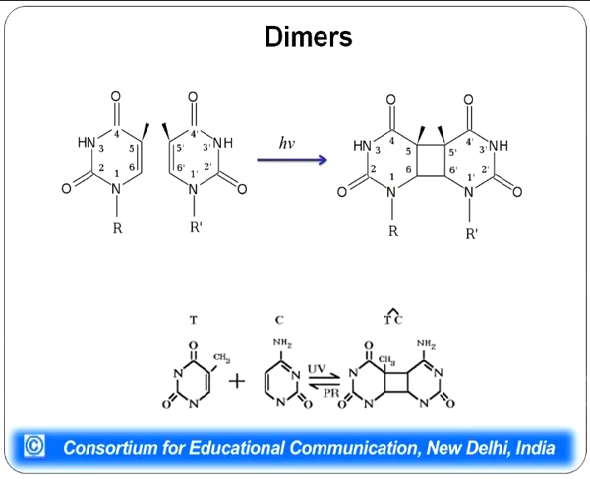Then there can be formation of pyrimidine dimers whenever organisms get exposed to UV light. There can be thymine dimer formation or thymine-cytosine dimer formation, and these dimers lead to formation of a replication block, because DNA polymerase cannot pass through them.